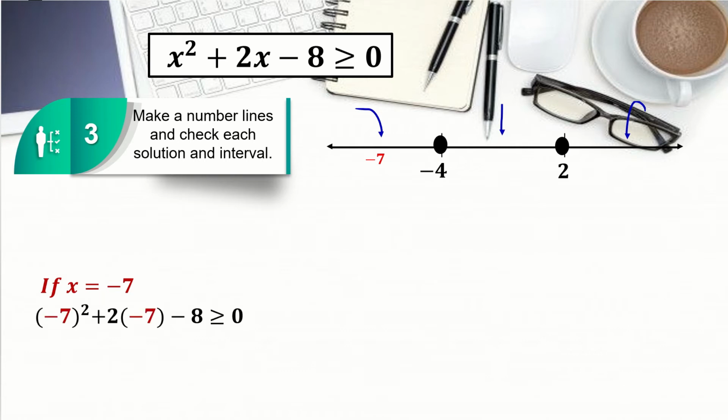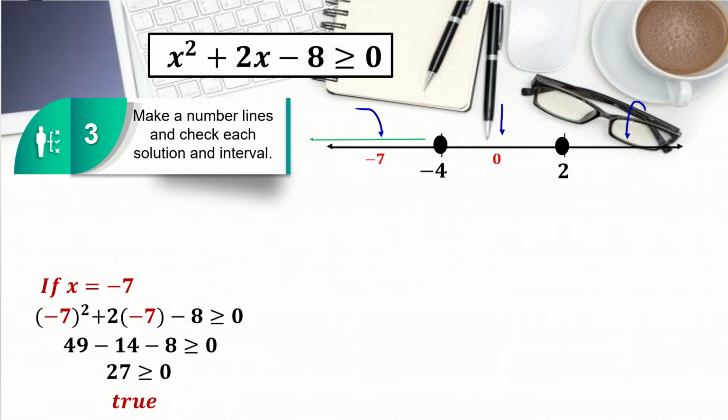So, substitute negative 7 in the given equation. We have negative 7 squared plus 2 times negative 7 minus 8 is greater than or equal to 0. Simplifying that, we have 49 minus 14 minus 8 is greater than or equal to 0. And 27 is greater than or equal to 0. So, that is true. Meaning to say, negative 4 going to negative infinity is a part of the solution of this inequality.